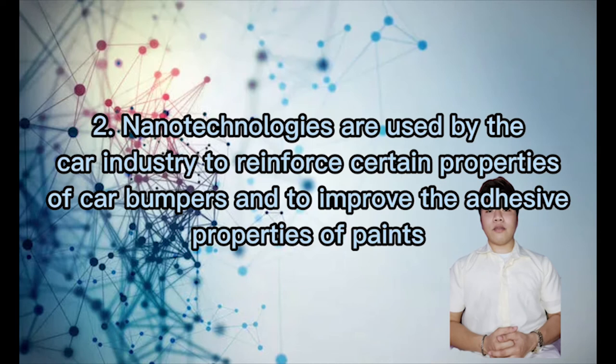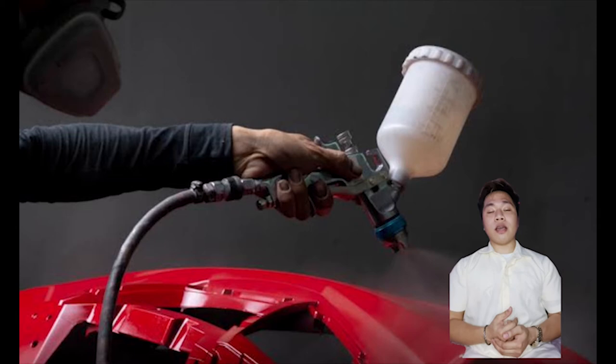The second one is that nanotechnologies are used by the car industry to reinforce certain properties of car bumpers and to improve the adhesive properties of paints. So when we say reinforcement, it means to strengthen or support a certain property or institution.